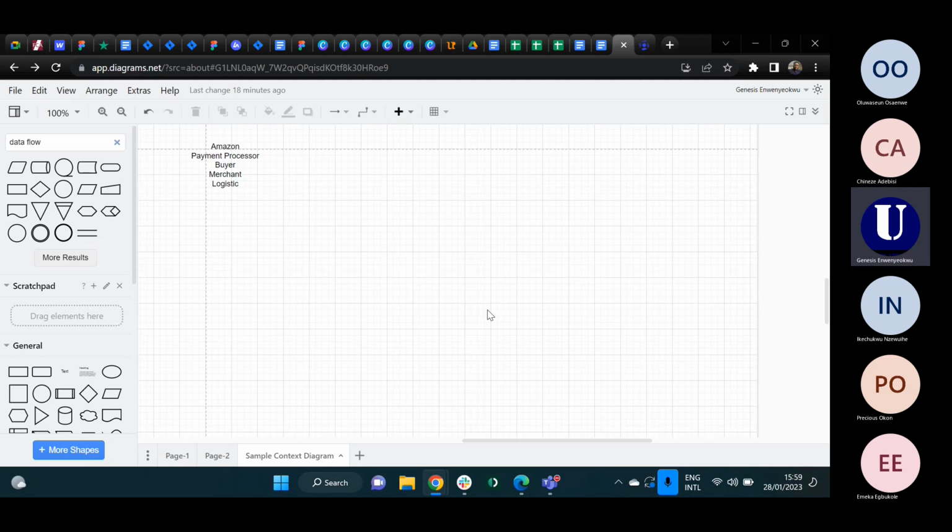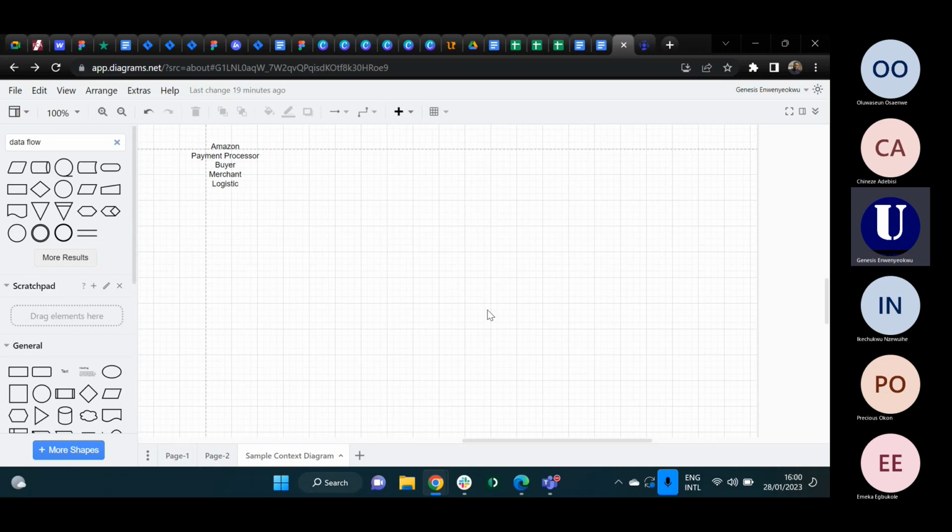external entities. Now, before I go into talking about the context diagram in detail, first of all, what is a context diagram? And to understand a context diagram, it is best to come from the point of its parent's name, which is data flow diagram. Data flow diagram. And as the name goes, data flow.